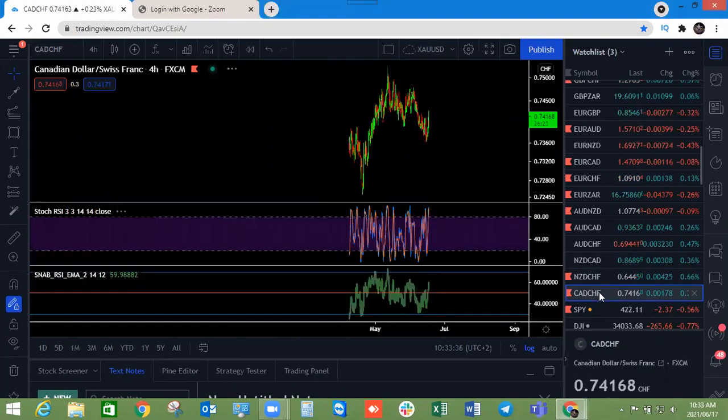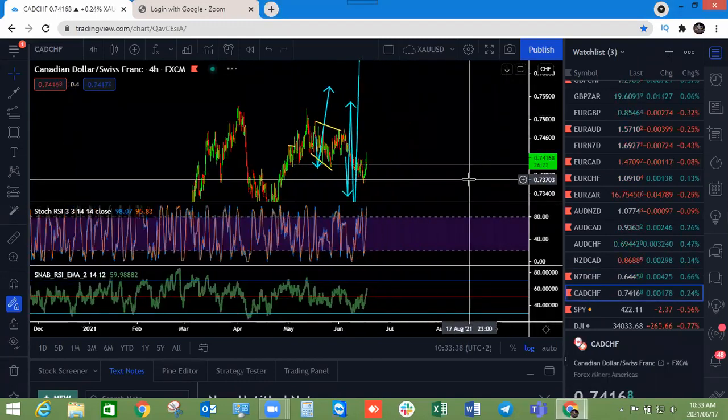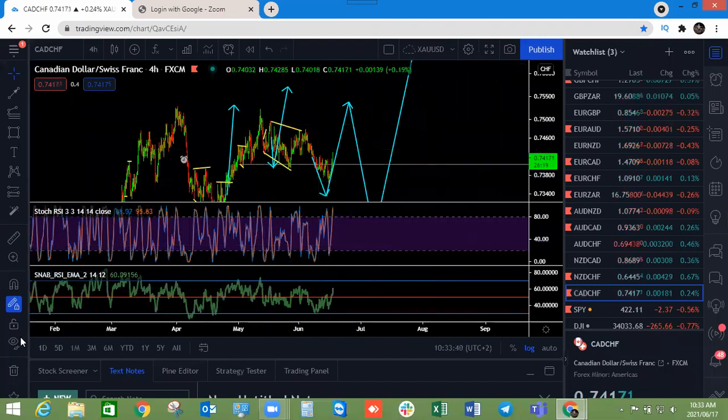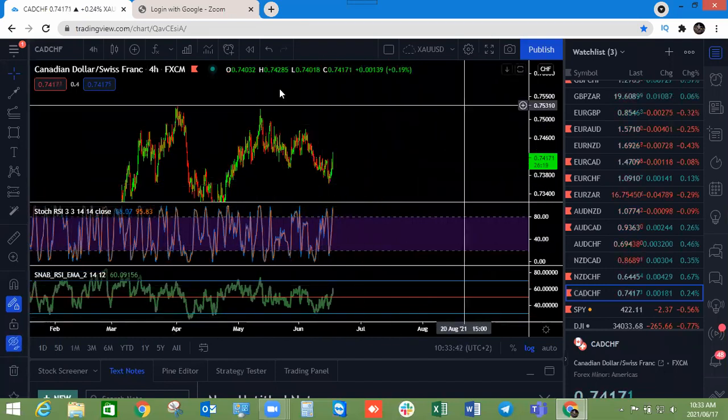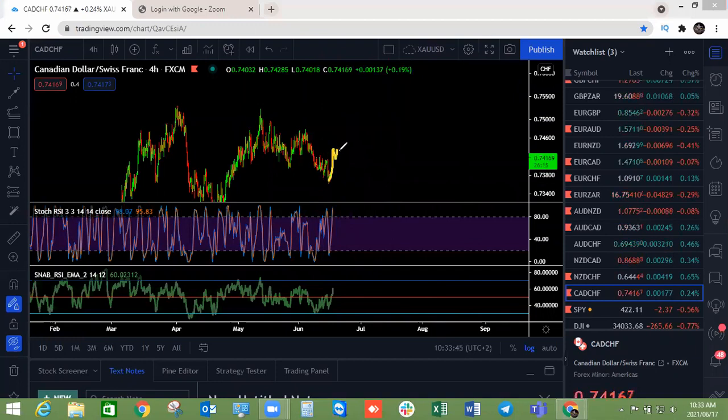CAD. The reversal finally. Any move here, any 4-hour or 1 hour, we're looking for upside. We've got the 3 waves here. Look for upside.